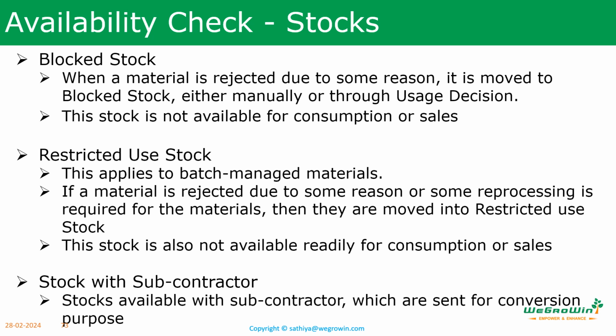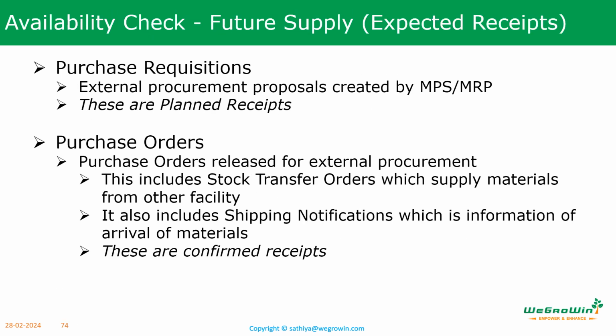There may be stock which would have moved for some restricted field, but at the same time, should we consider them for availability or not? Also, the stock available with the subcontractors, whether we need to bring them into this availability or not. So all these things we can set through this availability check.